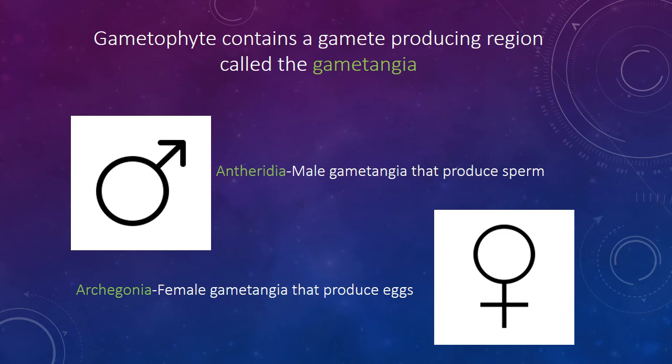Okay, so gametophyte generation, if you'll remember, we said that was the haploid generation, the haploid portion of the life cycle. And they have a region on the multicellular gametophyte called a gametangia, and they produce the male and female gametes. That's where they're produced. So the male gametangia is called the antheridia, and it produces sperm. The female gametangia is the archegonia, and that's where the eggs are produced.